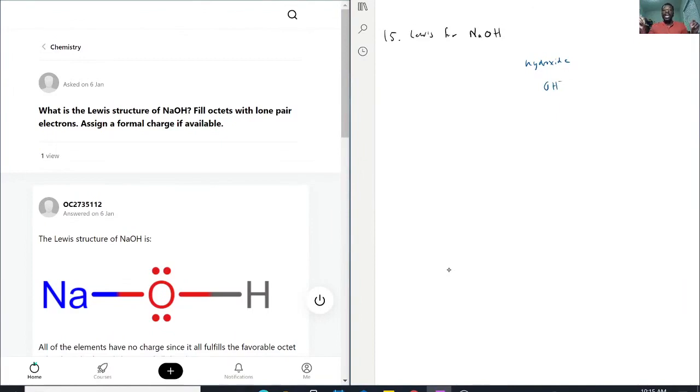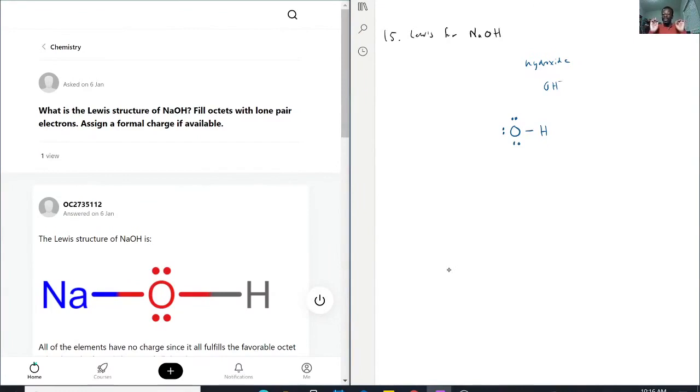Oxygen has 6 valence electrons, hydrogen has 1 valence electron, and the minus indicates we add 1 more electron. So in reality we have OH, like that, bonded, and then we have the lone pairs like that. This right here will be the Lewis structure for OH minus, okay?